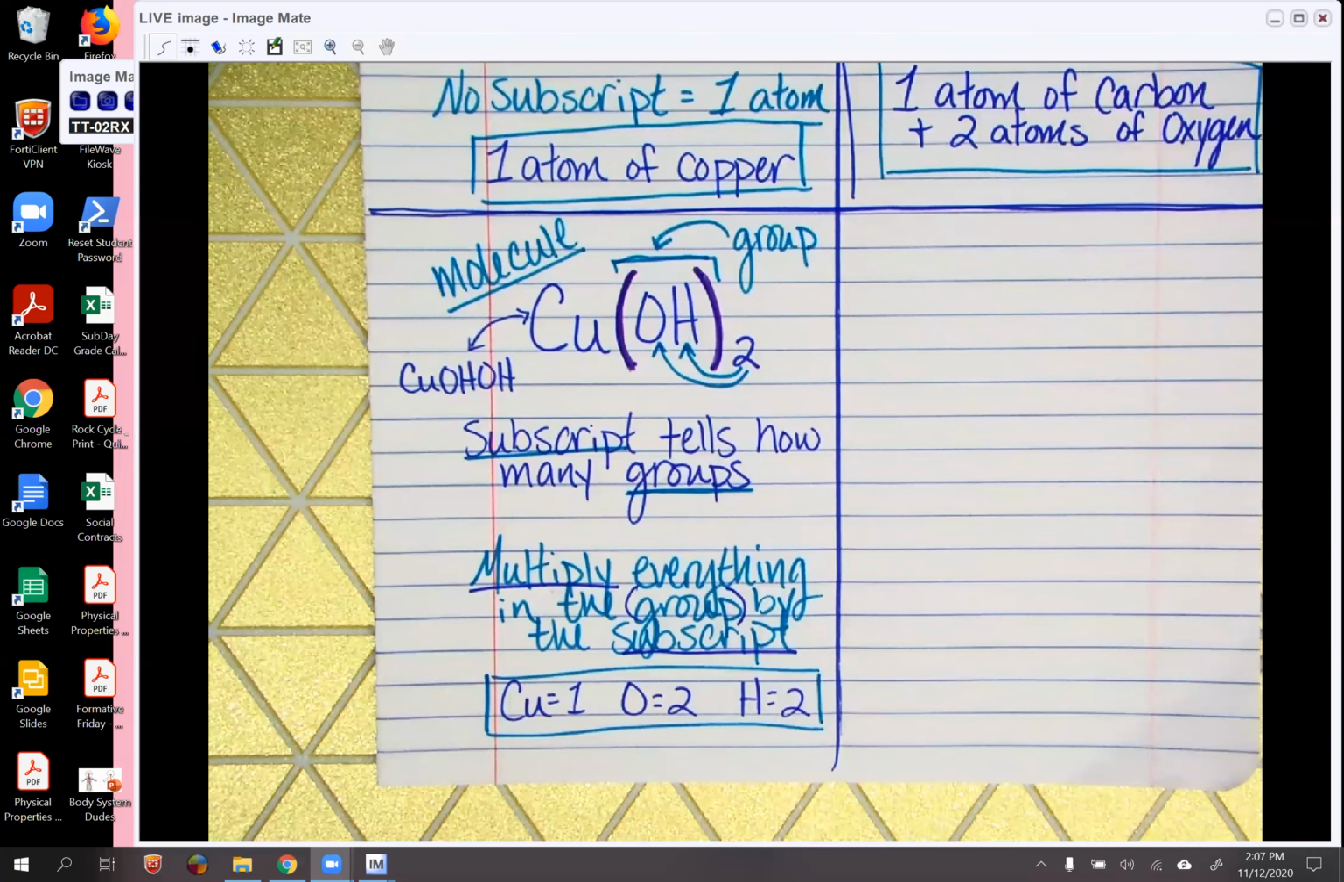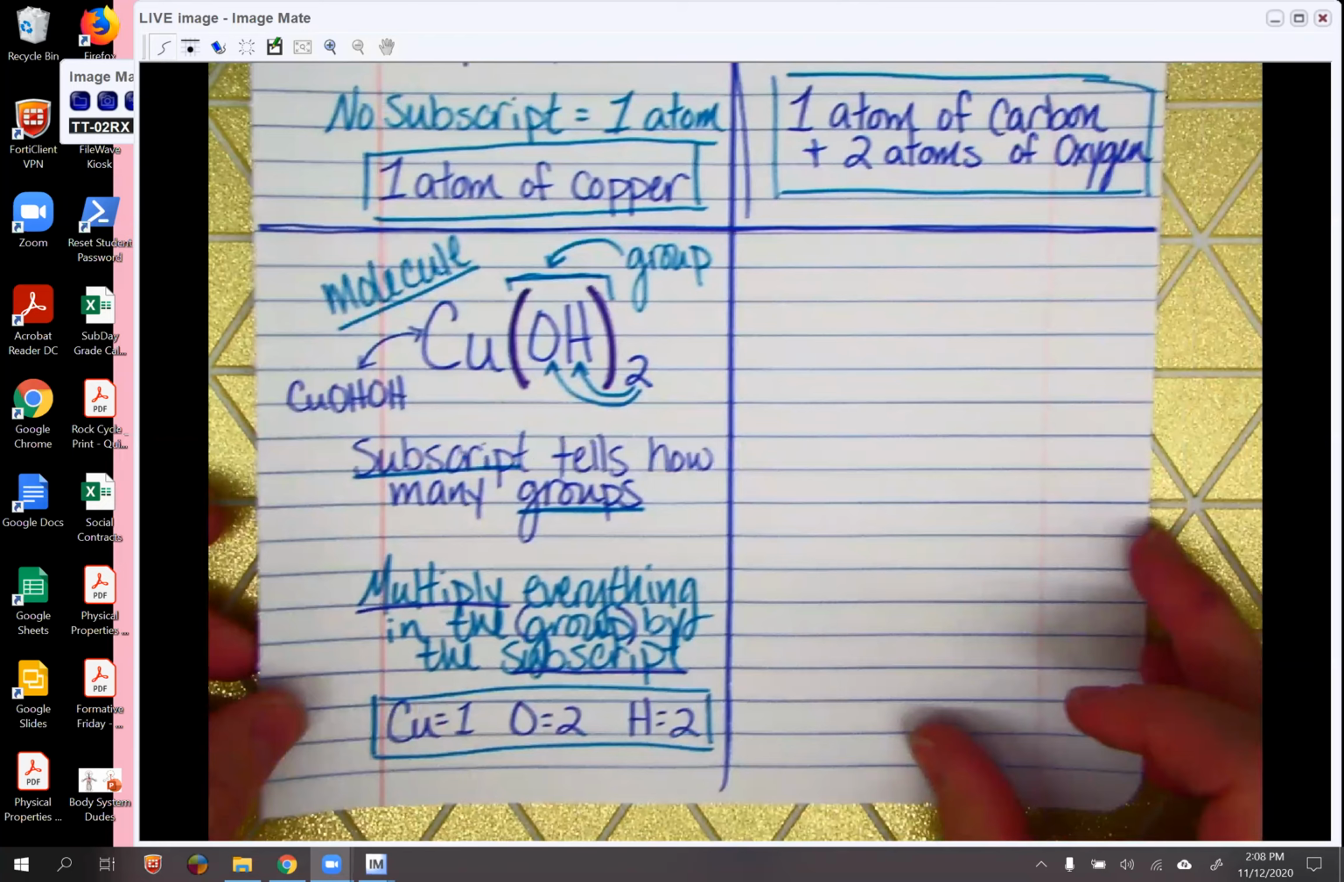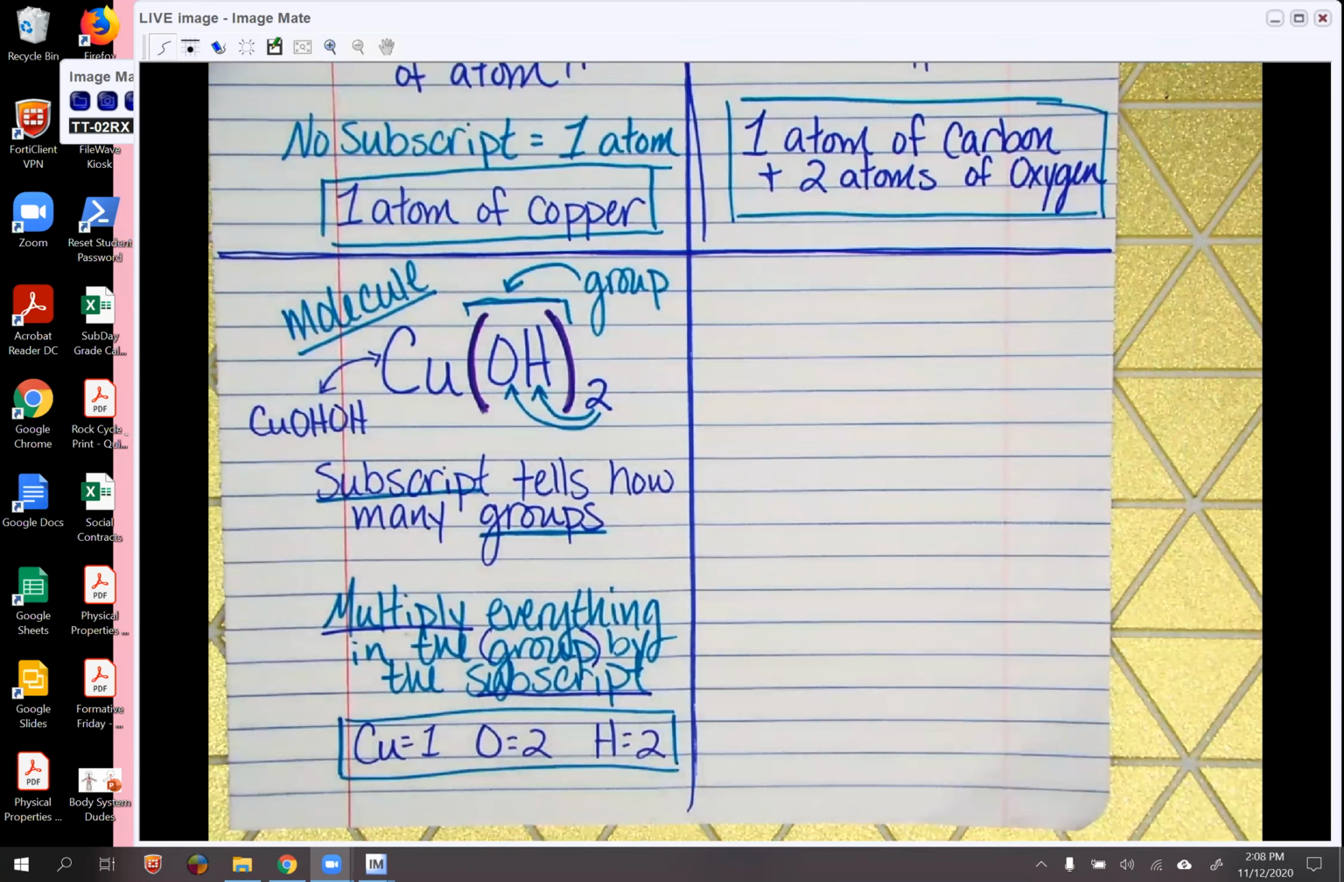The last thing we have to know, step 4 in the process, goes in this box over here, is the coefficient. That is a very mathy word.